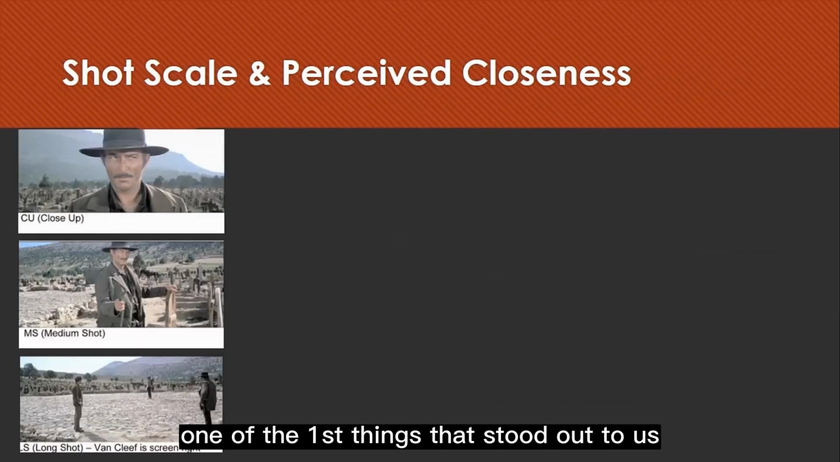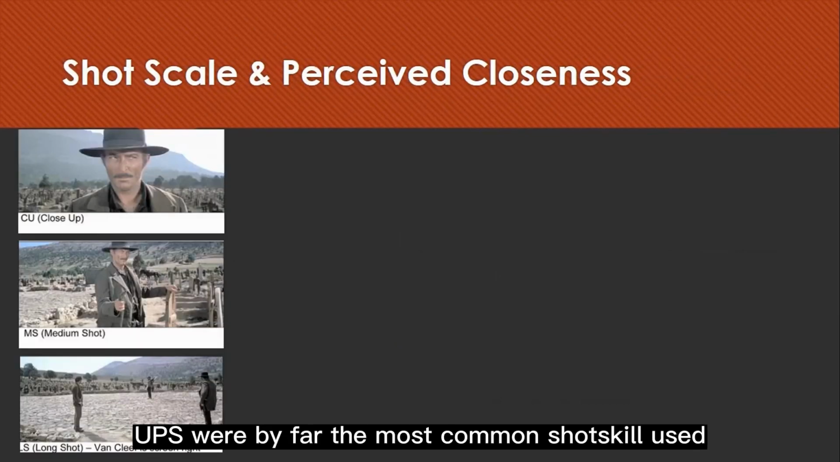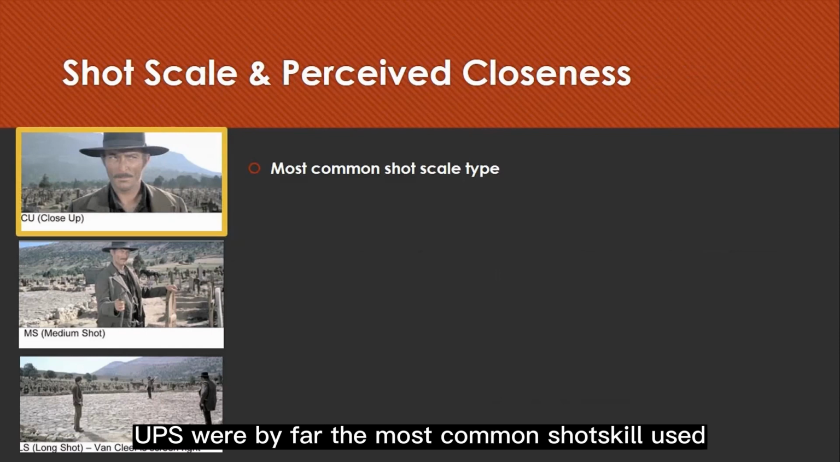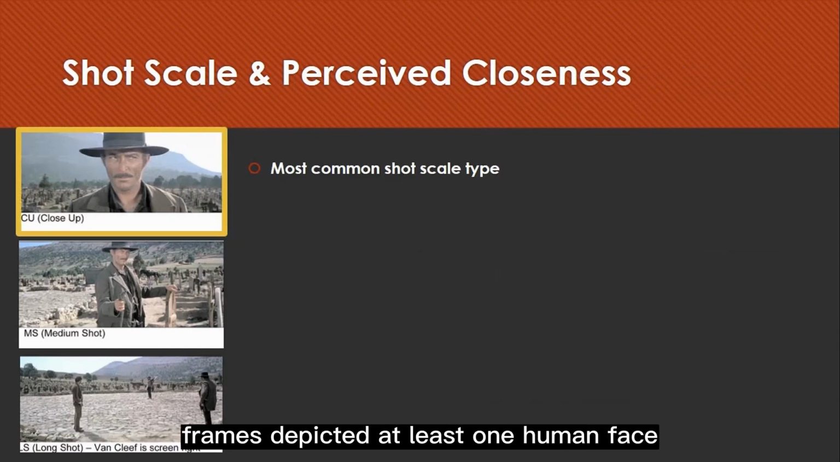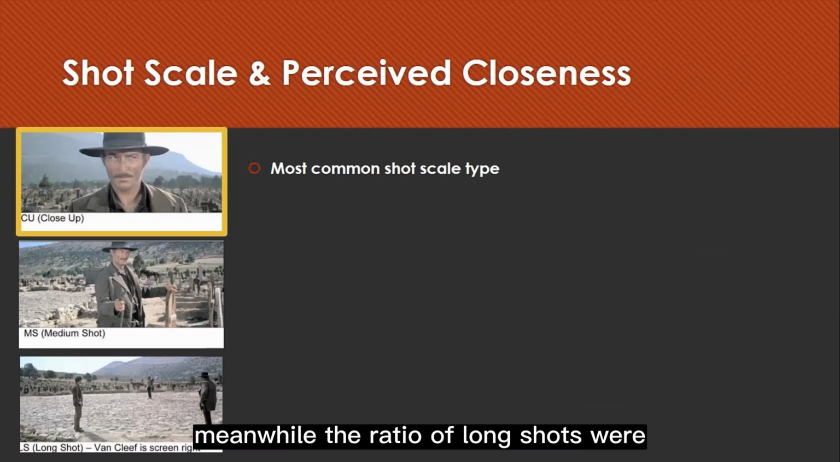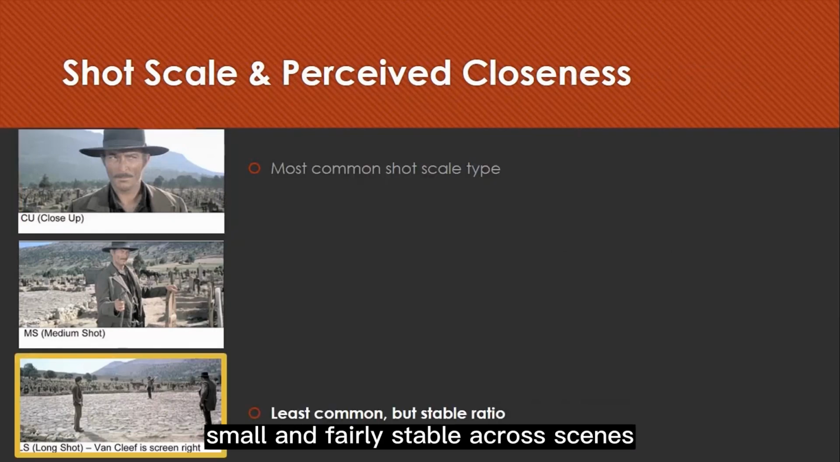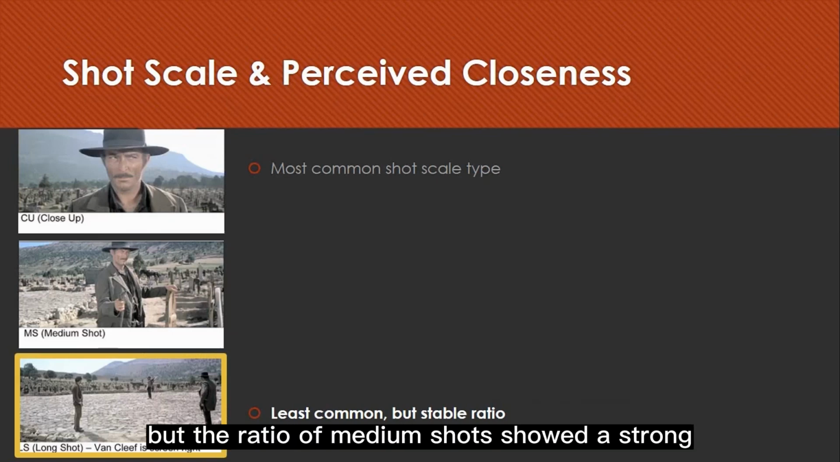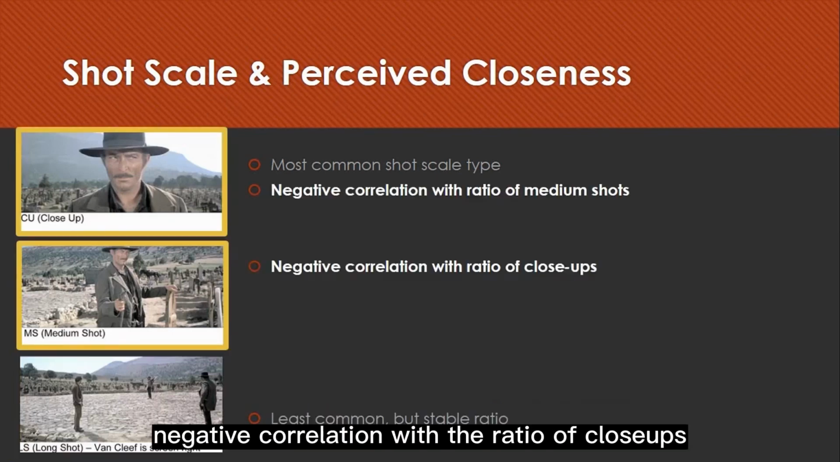One of the first things that stood out to us was that close-ups were by far the most common shot scale used, and that, on average, frames depicted at least one human face. It seems that empathy-eliciting scenes seek to close the perceived distance between viewer and character. Meanwhile, the ratio of long shots was small and fairly stable across scenes, but the ratio of medium shots showed a strong negative correlation with the ratio of close-ups.